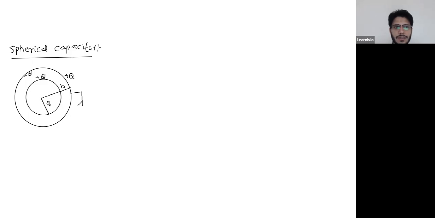But we have earthed the outer conductor because we need just equal and opposite charges. We need a charge plus Q and a charge minus Q. We don't need this positive Q charge, because for a capacitor you need two conductors which are oppositely charged. So to remove this plus Q, I just earthed this conductor. So now you have two conductors, an inner sphere having charge Q and an outer sphere having charge minus Q. Is it clear?